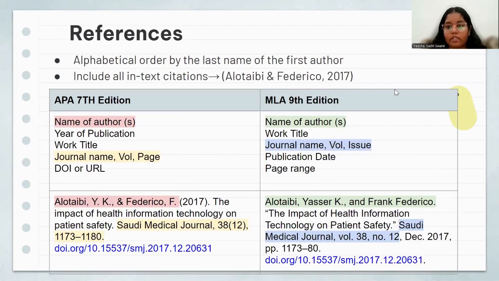Last but not the least is the references. References is a super important part in the research, be it your research paper or even any presentation you're giving, because you have to make sure to give credit to the author. Where have you taken your data from? What resources? Were they research papers? Were they any websites or anything? You have to make sure that you're citing them.